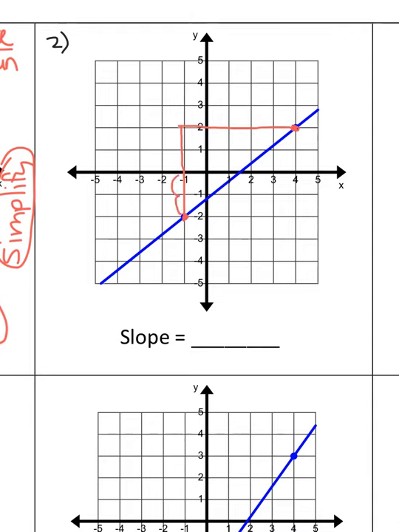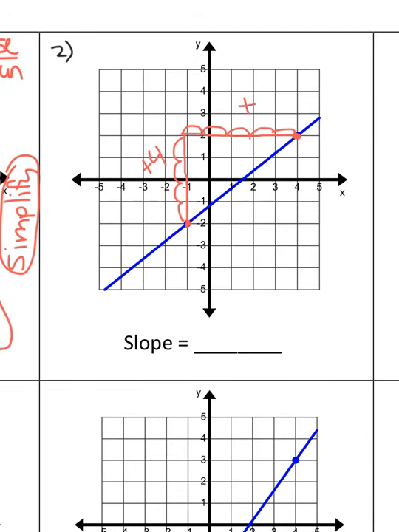I'm going to go up 1, 2, 3, 4. So that's up 4, so it's +4. And then I'm going to go to the right, 1, 2, 3, 4, 5. Since we went to the right, it's +5. So we went up 4 and to the right 5. So it's rise of 4, run of 5. And that can't be simplified, so that problem's done. There's my slope, 4 over 5. Rise of 4, up 4, run of 5.